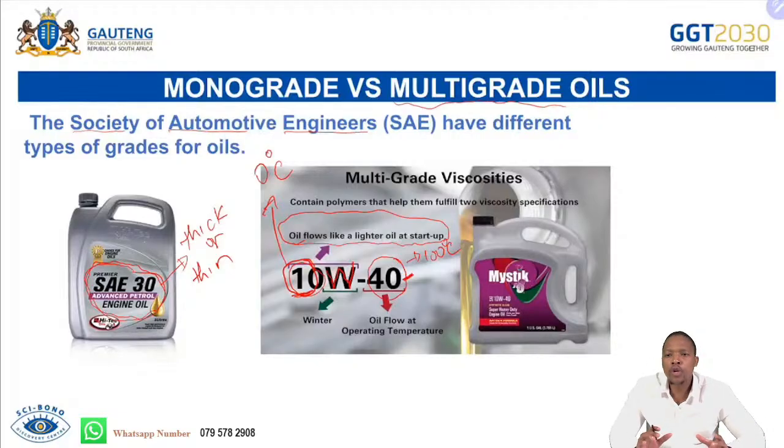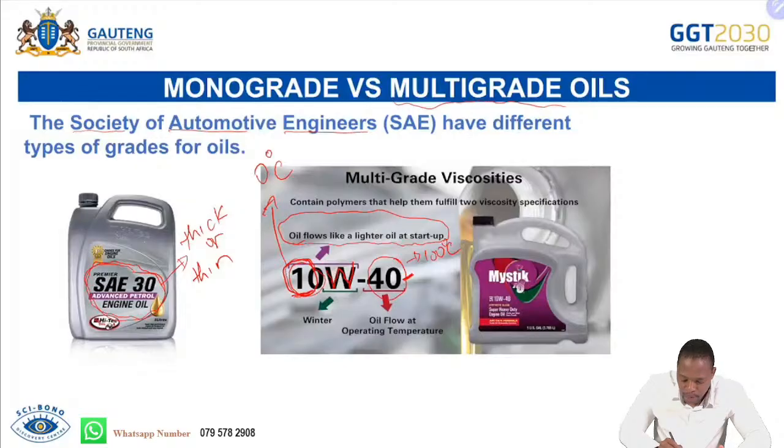So these multigrade oils are used in cars where there are changes in temperature, or a change in the atmosphere. There's a change of seasons. Maybe we are going from winter to a summer season, right? So if you have a multigrade oil, you don't need to be changing your oil, because even at summer it will be able to function, and even if it's winter, let's say you are coming from summer.